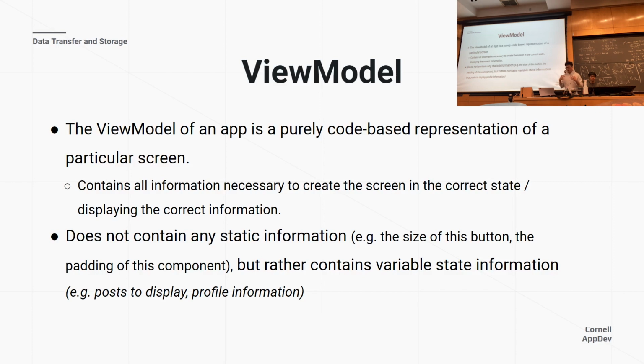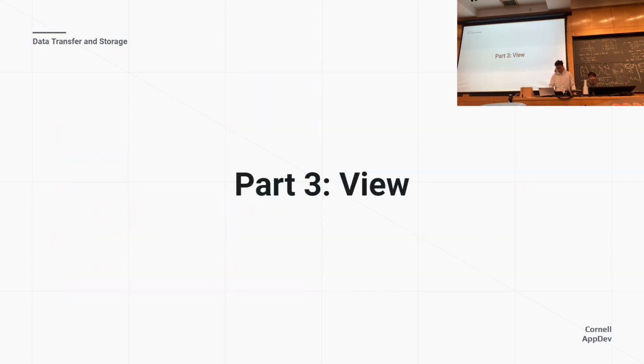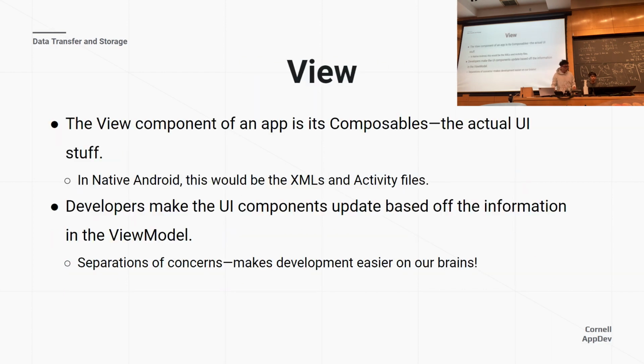And so what the view model does is, in essence, it communicates with or gets information from the model to populate what happens on a particular screen. Finally, we have the view. What does this do? Well, this is the actual UI stuff. In native Android, this would be the XML and/or the activity files.